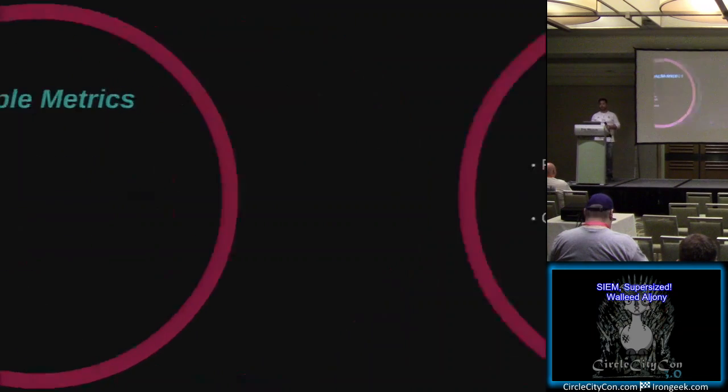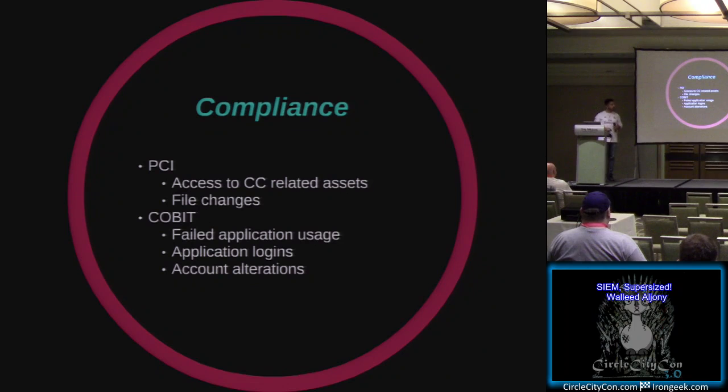Some other reasons for metrics would be compliance. I know PCI and COBIT have a bigger part in the utilization of SIEMs. For PCI, access to credit card related assets and file changes are a couple of the big ones. For COBIT, it's if you're monitoring application logs and application usage, and attempted logons and failed logons within your application service. That's something you want to see for those compliance reasons. There's plenty of compliance that you can utilize a SIEM for.